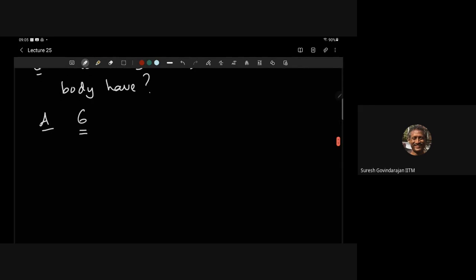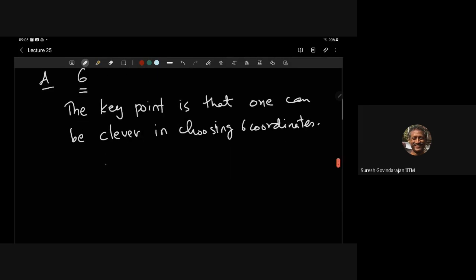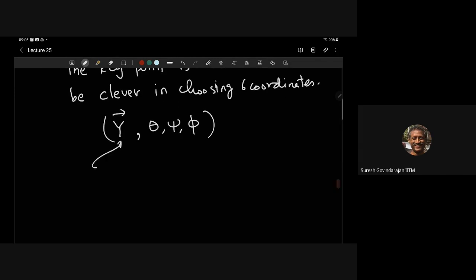So the key point is that one can be clever in choosing these 6 coordinates. Okay, and we will do it as follows. We will do it in terms of a vector Y and a bunch of angles, theta, psi, and phi. So this is a vector, so 3 plus 3, 6. This will be chosen, and we'll discover that we have something like this, and this will be the center of mass.